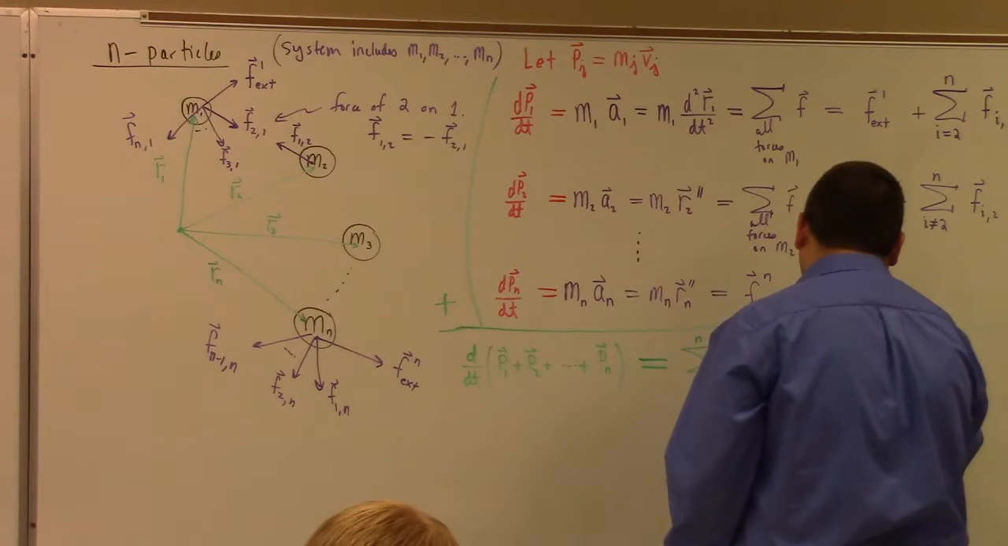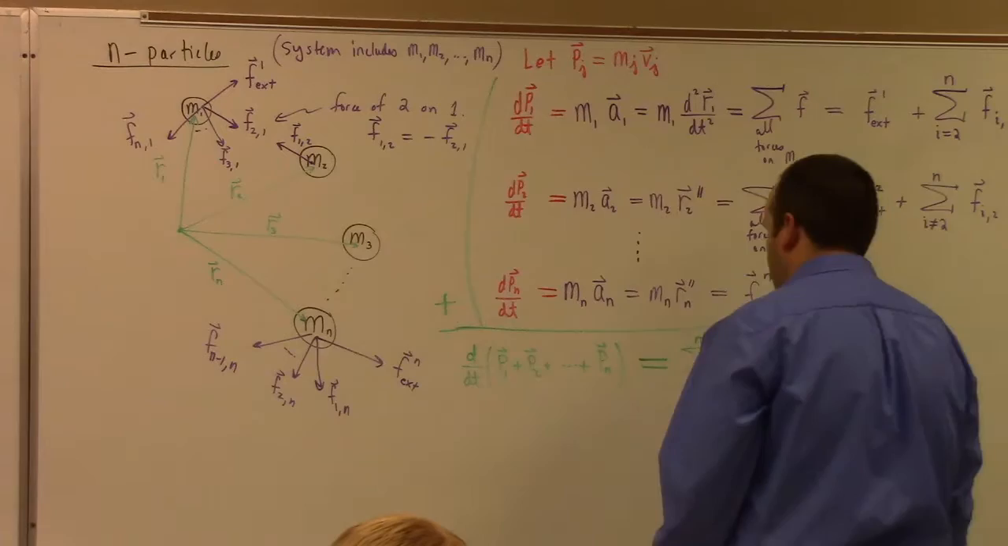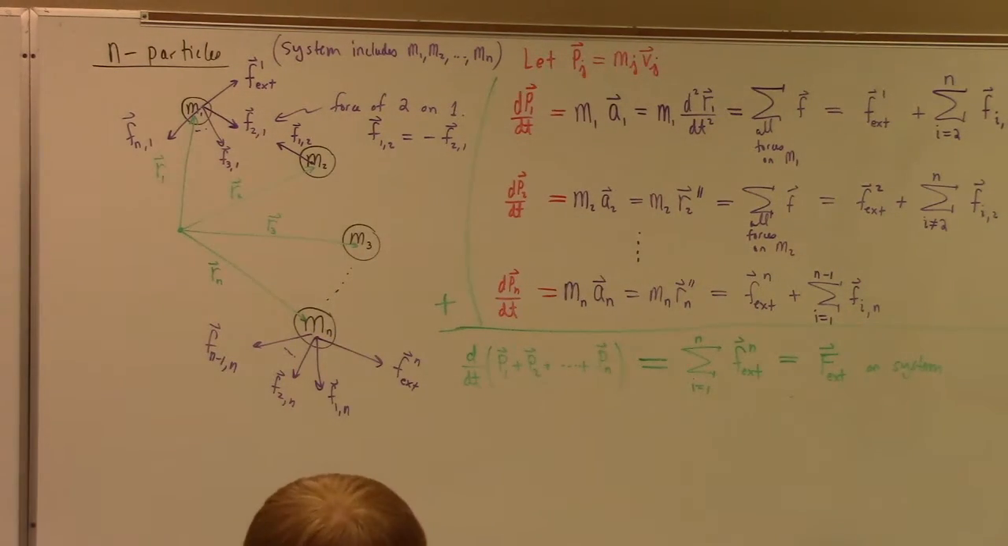And we usually just call this the external force on the system. It's just the sum of the external forces on all the constituents of the system. What happens if the net external force is 0? Then the sum of P1, P2, P3, Pn is also constant. In other words, momentum is conserved for the system if the external force on it is 0.